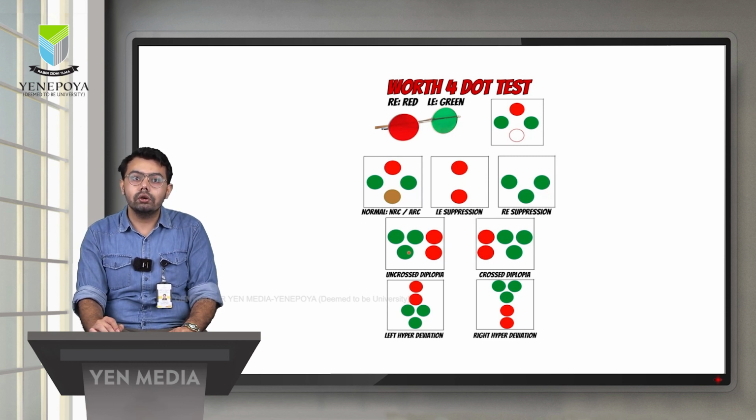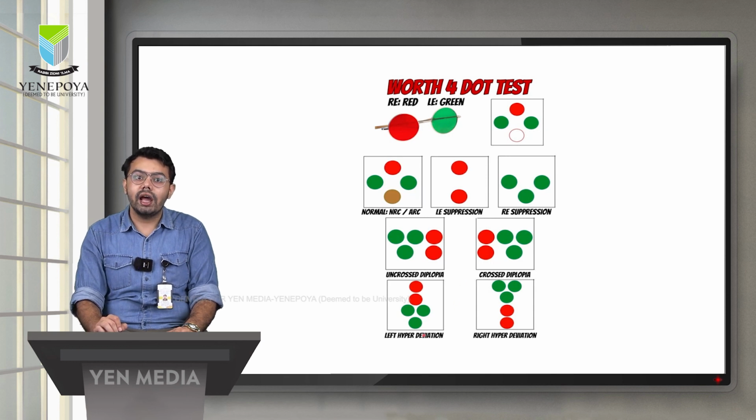In case of uncrossed diplopia, the right eye image will be on the right, and the left eye image will be on the left. So the right is having red, the left is having green. In case of crossed diplopia, we see that the right eye image, which was red, has come to the other side, and the green, which was on the left, has come to the right side.